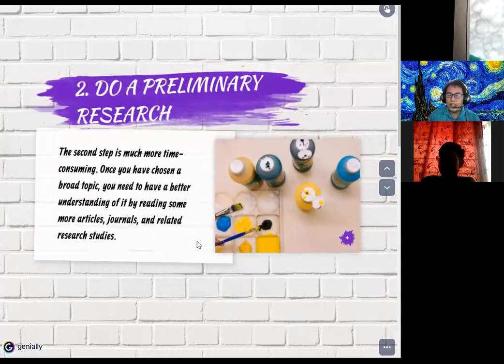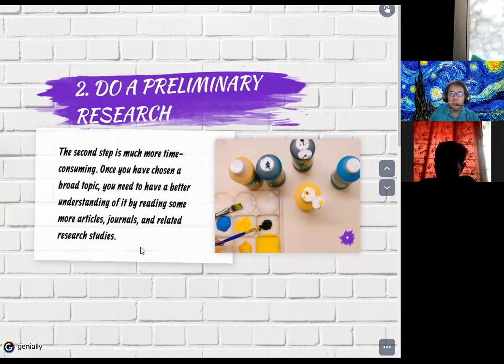Next, do a preliminary research. Okay, so do a preliminary research. The second step is much more time consuming. Of course, more time consuming na siya kasi gagawa na kayo ng preliminary research. Once you have chosen a broad topic, you need to have a better understanding of it by reading some more articles, journals, and related research studies. Nakapili ka na ng iyong broad topic. Let's say, for example. Nakapili ka na ng broad topic mo.